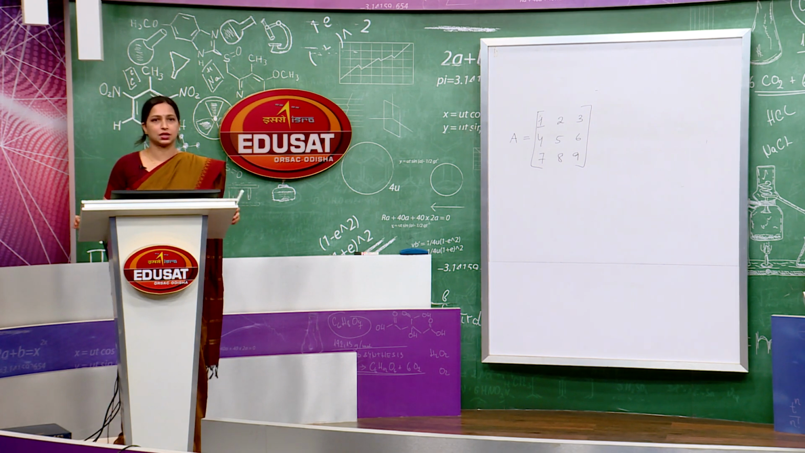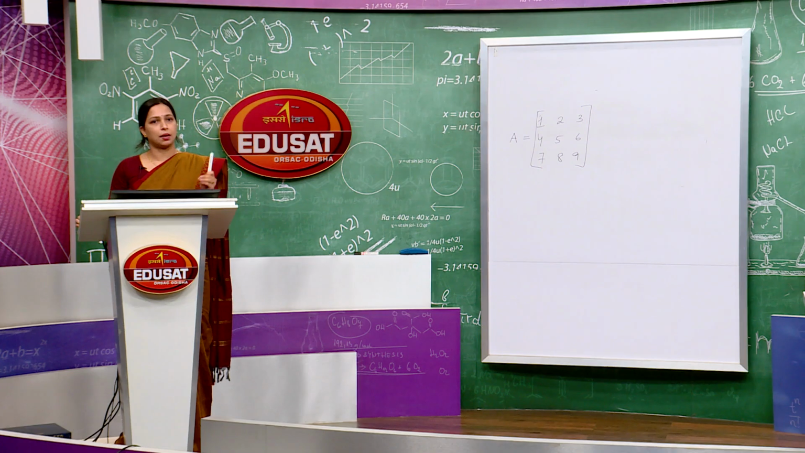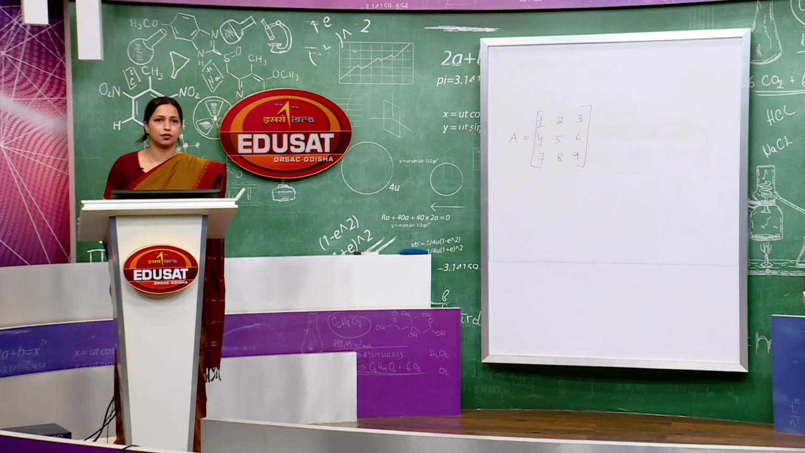Now coming back to the slide, what is a determinant? Determinant is the numerical value that is obtained from a square matrix. When we associate a number or a value to a square matrix, it is called a determinant. Now what is a square matrix? A square matrix is a matrix that has an equal number of rows and columns, right. That means the number of rows equals the number of columns.